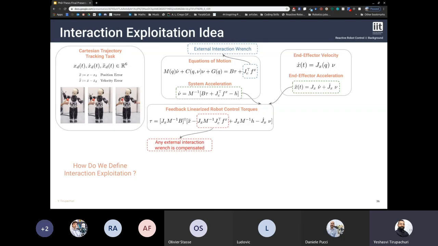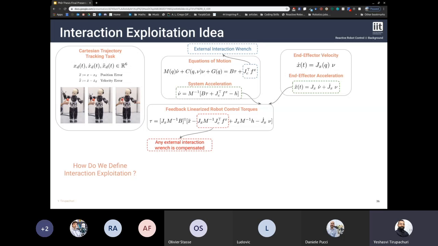So any external interaction wrench that a human tries to apply is completely compensated by the control torques generated through this feedback linearization approach. But now let's build on the idea of what we were looking at before, which constitutes a helpful interaction force, by considering the Lyapunov function.